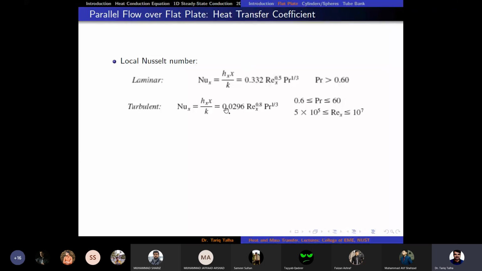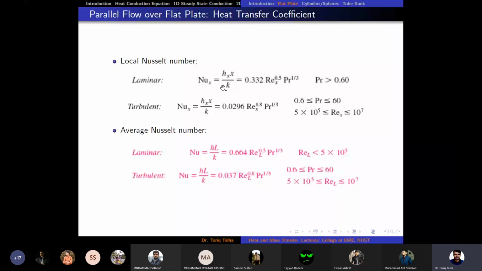And then for the turbulent flow, you can see that the value of C is different, 0.0296 instead of 0.332, and the Reynolds number power is 0.8, whereas here it was 0.5, and then the Prandtl number. So it means that the Nusselt number is largely independent of whether the flow is laminar or turbulent, as the Prandtl number has the same function for both. So the Prandtl number doesn't change much between laminar and turbulent flow. So this was the local Nusselt number. If we want the average Nusselt number, we need to integrate these two equations.